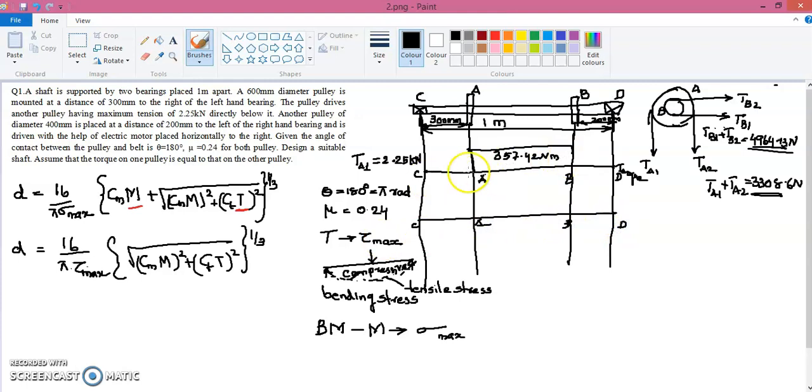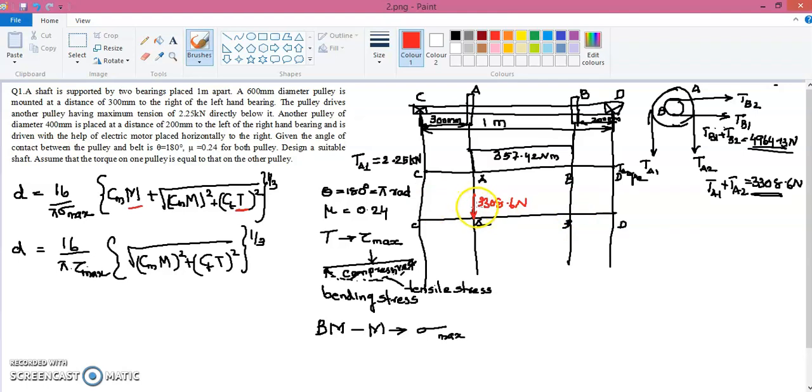Here we have the vertical force acting on the point A, and we are getting that as TA1 plus TA2 is equal to 3308.6. So I have a vertical force acting in this direction. So I'll show that vertical force here. So we have a magnitude of 3308.6 Newton here. But at this point B, we don't have any vertical force. That magnitude is equal to 0.